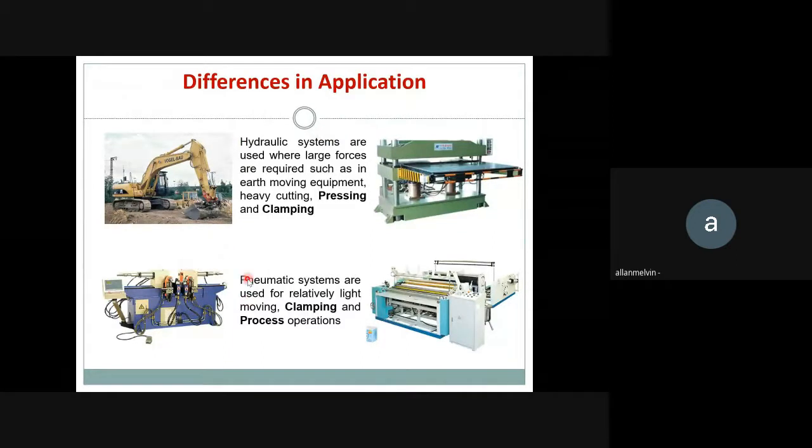And for pneumatic, the machines are also a bit smaller. Normally production lines in industry will use a pneumatic system, while in an outdoor working environment they will use more of the hydraulic side. Pneumatic systems are used for relatively light moving. In the normal machines you can see all the pipes connected. Normally for packing, normal bending, small stuff, you can do it using a pneumatic system. Clamping and process operation, meaning in the production line.